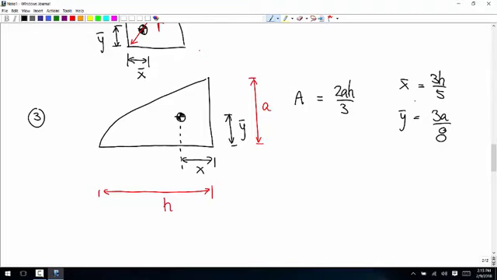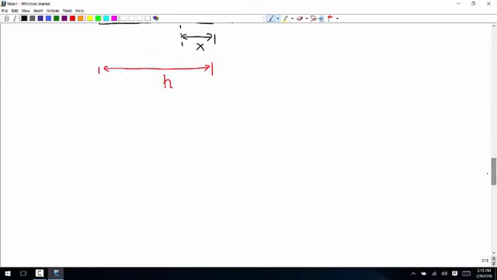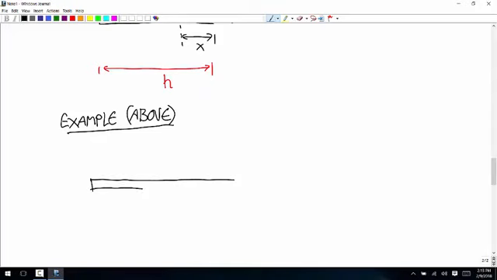Okay, so now let's use this same idea. We used representing a distributed load as a point force to calculate the reactions at the wall. So now let's use that same example and the same idea to calculate the internal loads in that beam. So I'm going to start with a free body diagram of the whole thing so we know what the loads are.